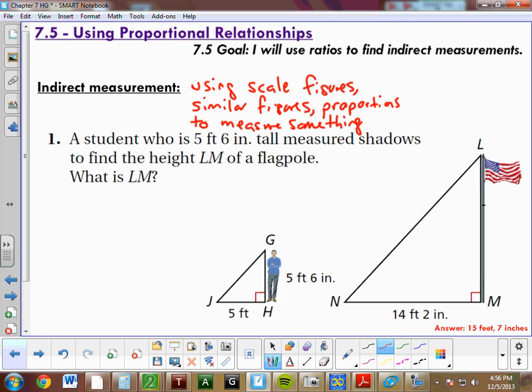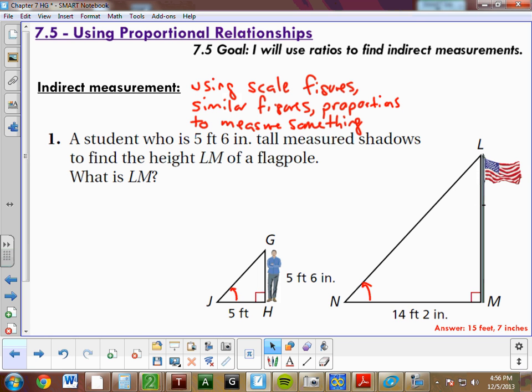So in this first example, you can see that we're going to do just that. You've got a person standing here, and we create a similar triangle. So in order to do this in real life, you'd have to stand outside, and you'd actually measure this angle, and you would make sure that this angle was the same. And then you would be able to measure the height of a flagpole or anything that's as tall as you want, because you would know that the triangles are similar by angle.